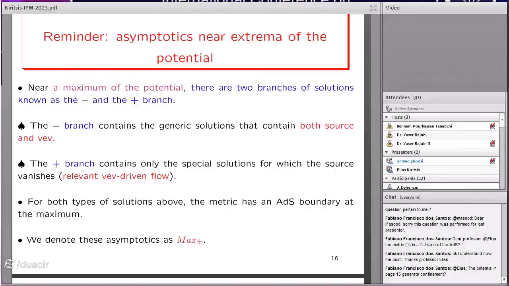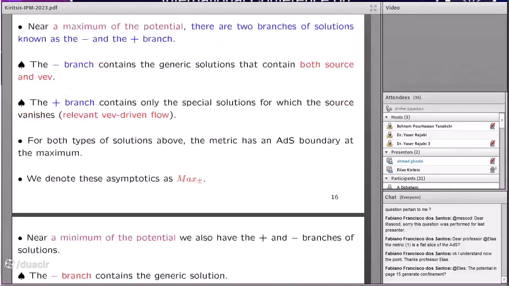That's important to remember. Now, for both types of solutions, if you are near a maximum of the potential, the metric has an AdS boundary, and the scale factor has a maximum. I will denote such asymptotics by max to remind you that I'm at the maximum of the potential, and plus and minus to remind you which of the two solutions I am picking.